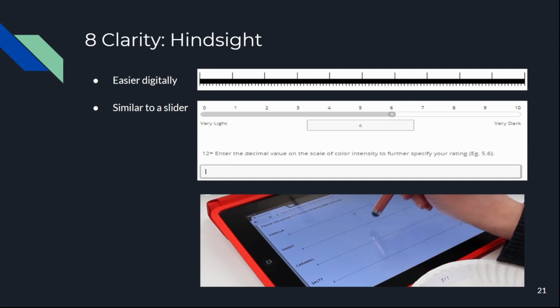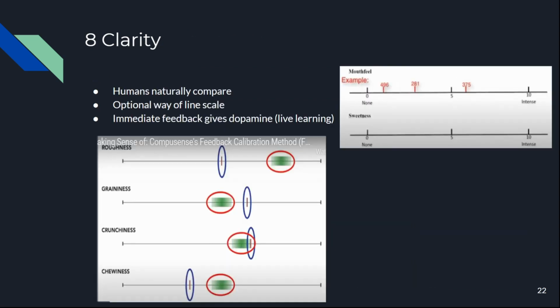The reason being is because I wouldn't have to measure each line to 1 decimal place. It was pretty similar to a slider scale, which was a free option on free survey websites. CompuSense also shows that it's as easy as a single touch on a tablet. Here are some other facts about the line scale.